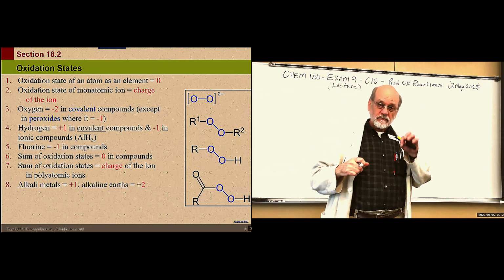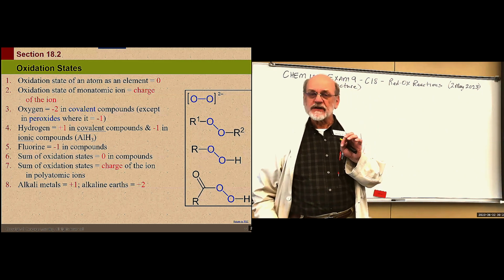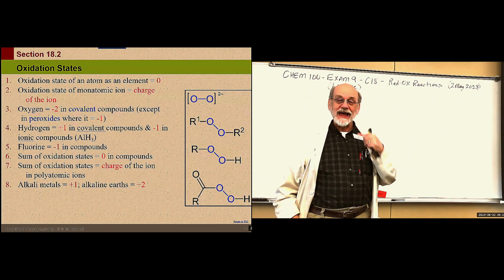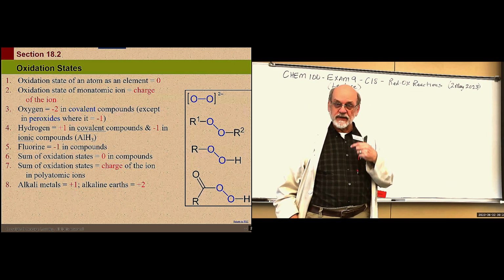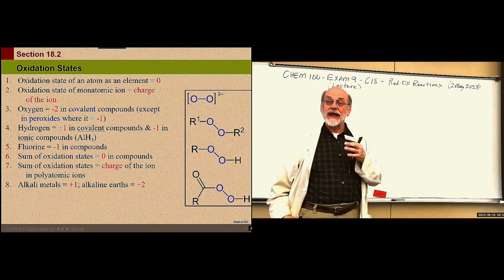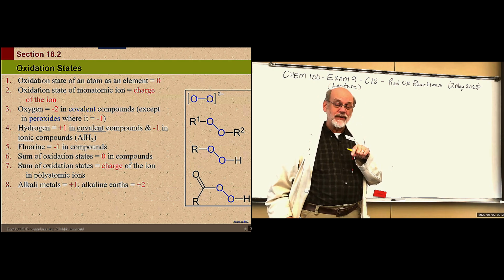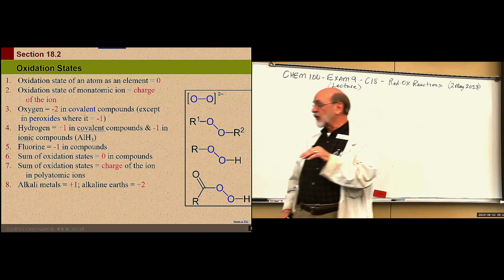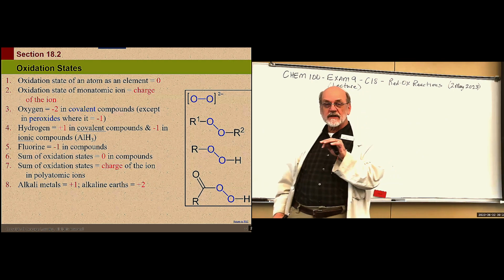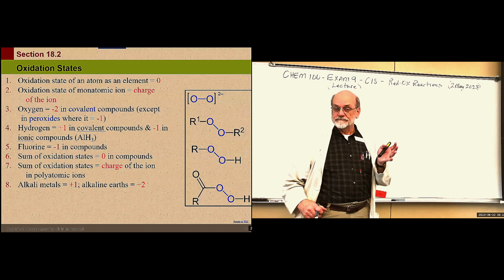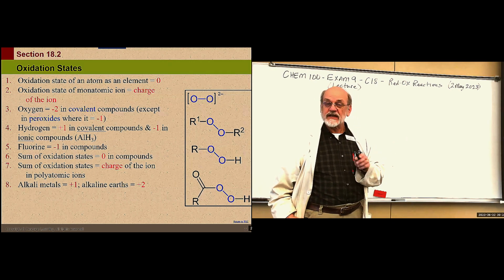All right. We also give some of the metals a fixed oxidation state. Alkaline metals, the first column in the periodic table, is occupied by alkaline metals, and they're always plus 1. Their next door neighbors, the alkaline earths, that would be beryllium, magnesium, calcium, strontium, barium, they're all plus 2. Oxidation states.